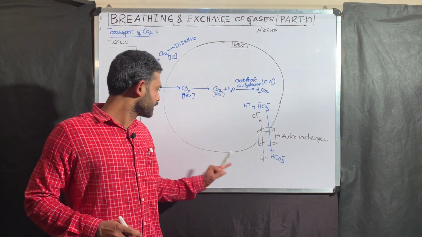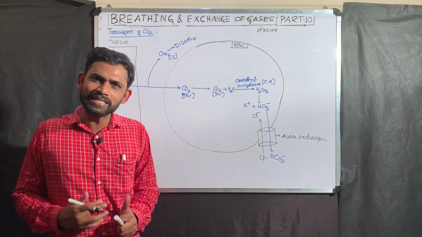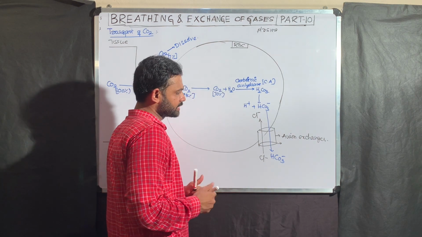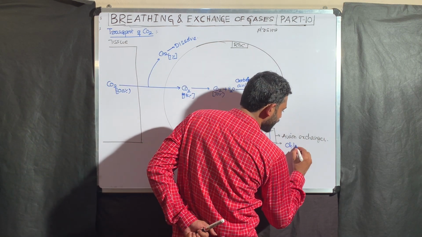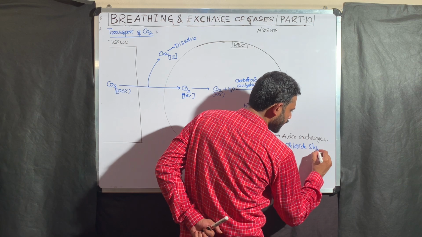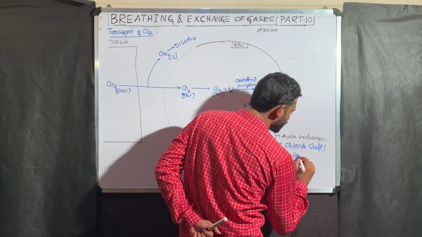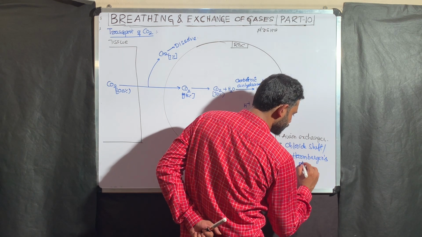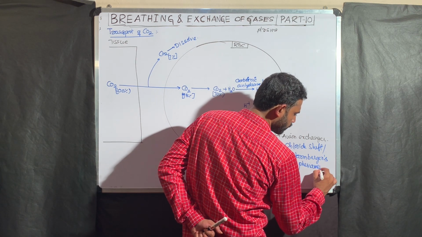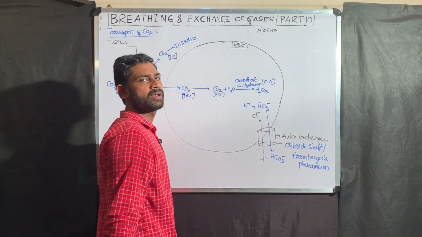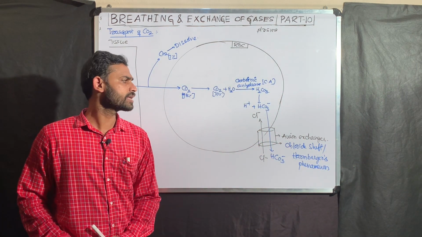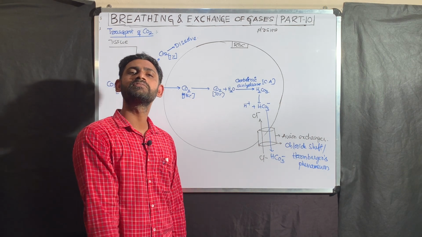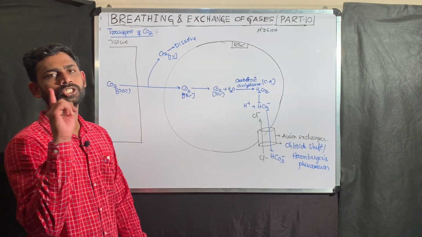Because of this, in the tissues, the ionic balance of the blood is maintained. This is called the chloride shift. This is an important one. Chloride shift, also called the Hamburger's phenomenon. What is the importance of this chloride shift or Hamburger's phenomenon? This chloride shift explains how the ionic balance of the blood takes place at the tissues.